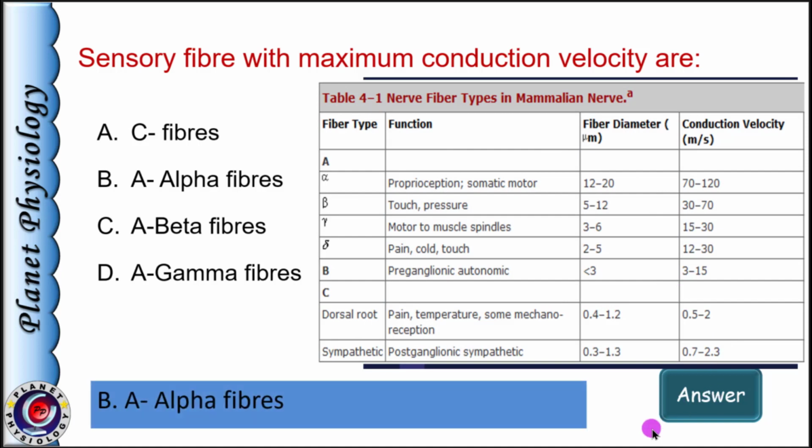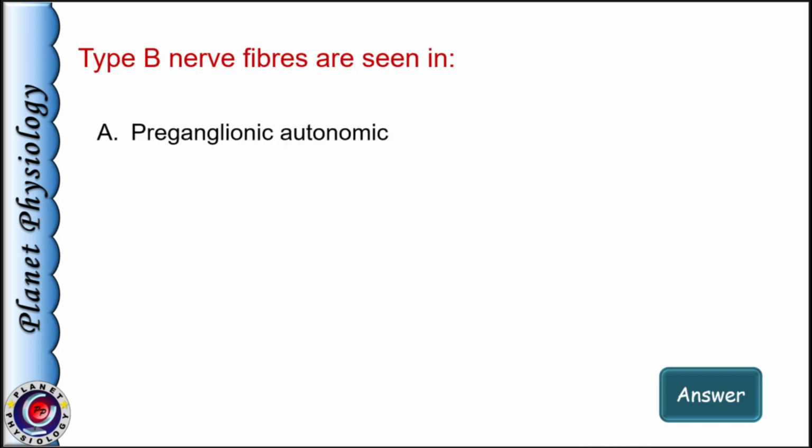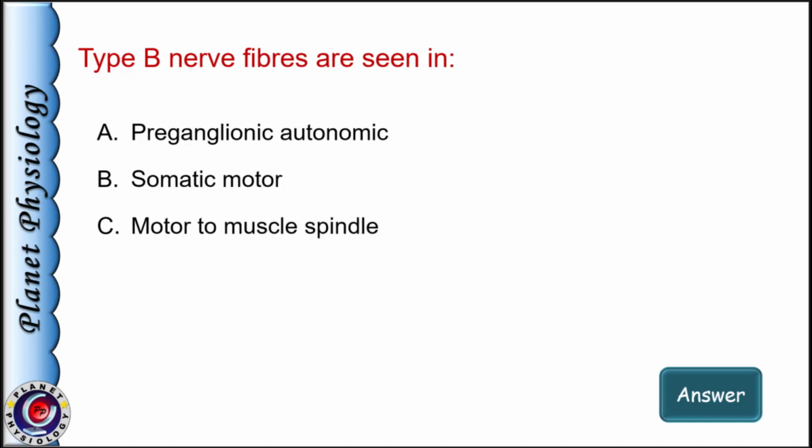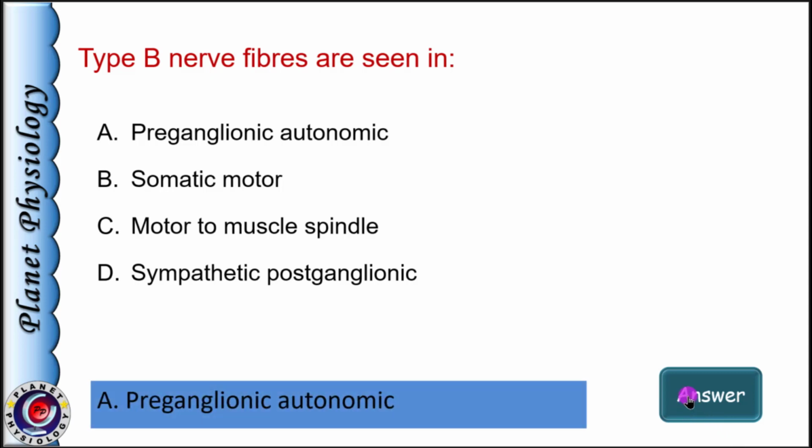So here is a table for your reference. You are interested in sensory fiber with maximum conduction velocity. So it is A alpha fibers with conduction velocity up to 120 meters per second. Another question on the same Erlanger-Gasser classification. Type B nerve fibers are seen in A, preganglionic autonomic, B, somatic motor, C, motor to muscle spindle and D, sympathetic postganglionic. Okay, correct option is option A, preganglionic autonomic fibers.